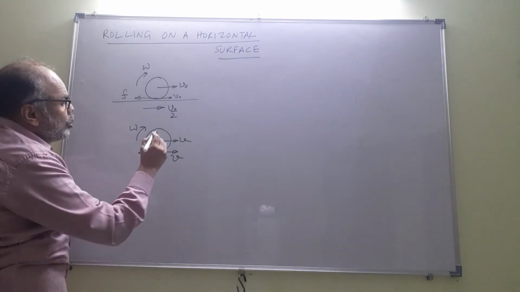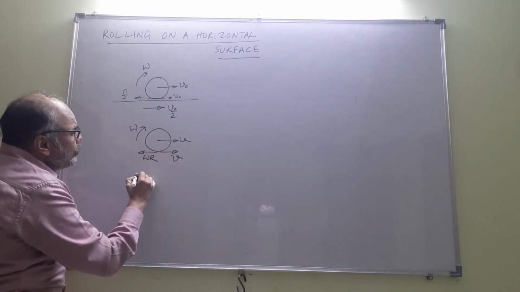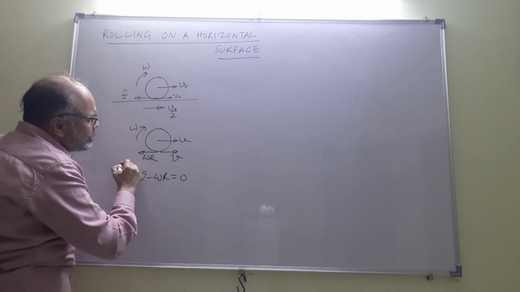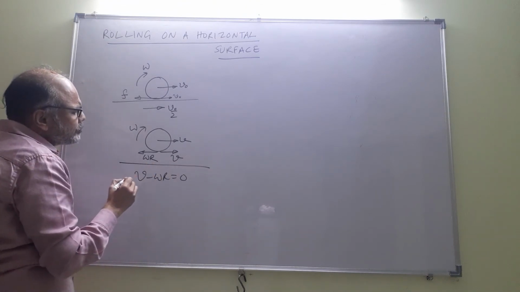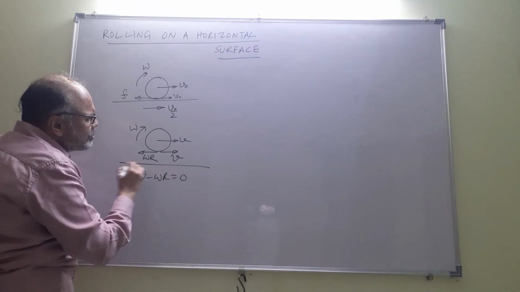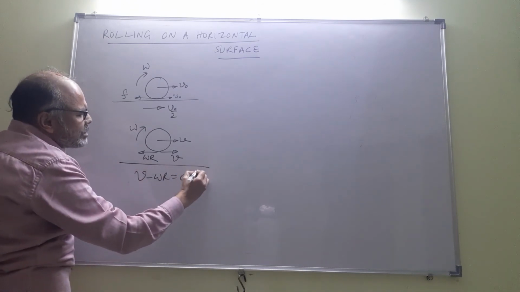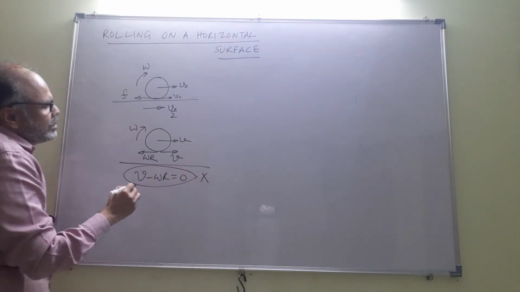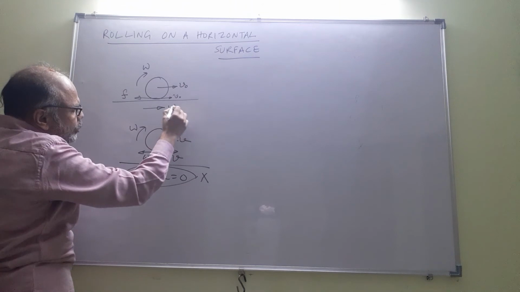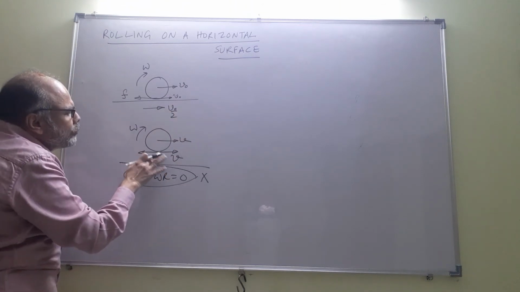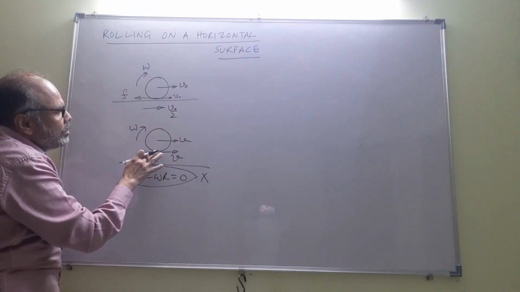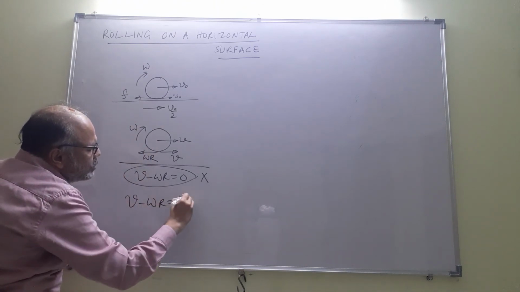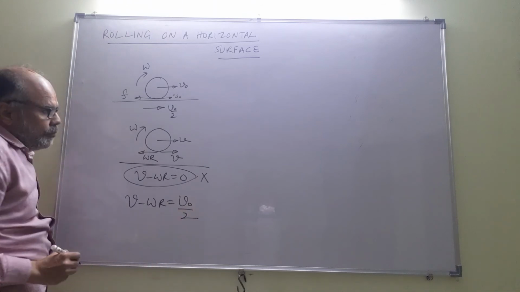Now, we wouldn't say v minus omega R equal to 0 because the surface is no more at rest. If the surface were at rest, we could say this. We will not say this. The surface now is moving at v naught by 2. So therefore, the point of contact must have a velocity v naught by 2. So we will say v minus omega R is equal to v naught by 2.